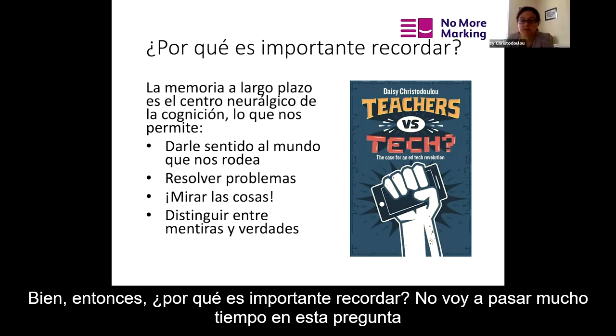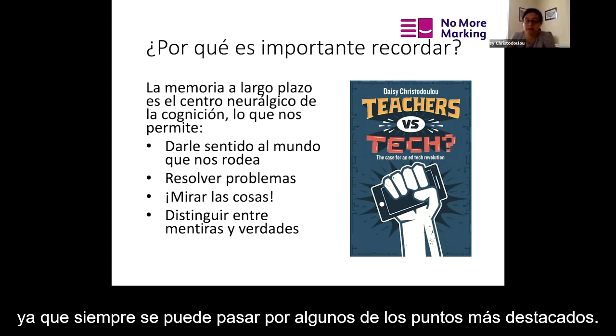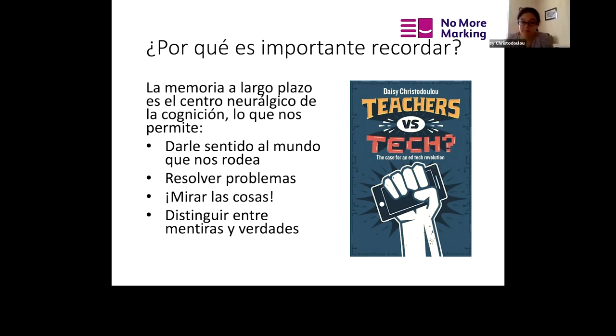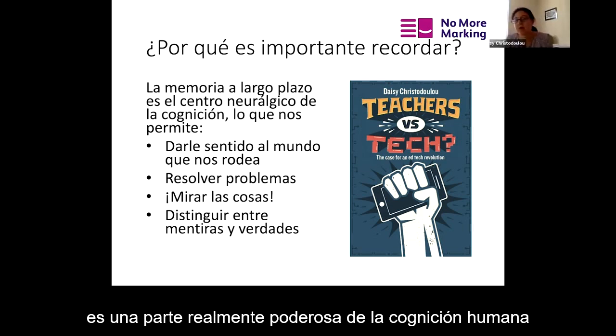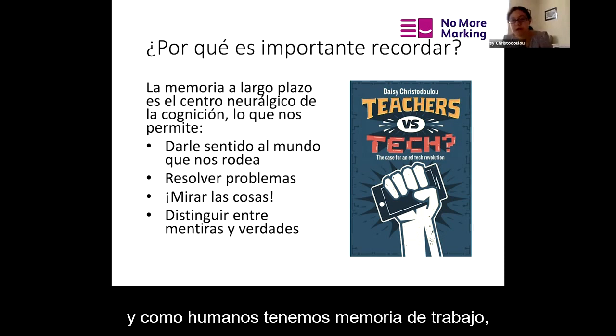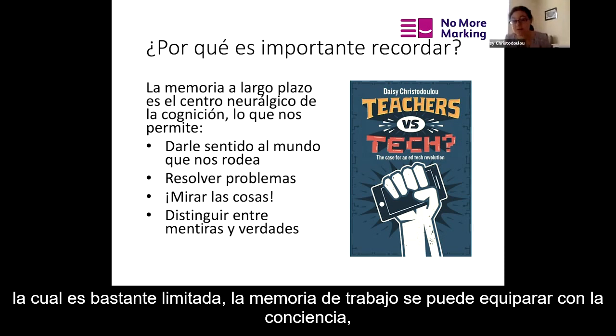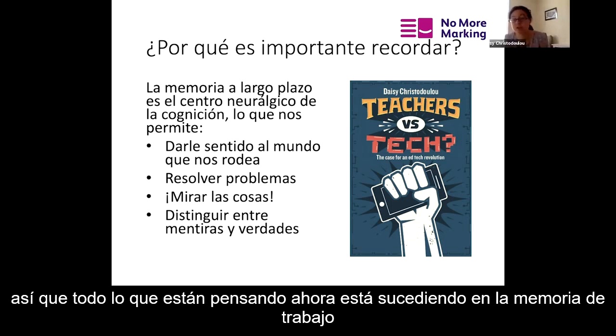Okay, so why is it important to remember? Now, I'm not going to spend a very, very long time on this question. I'm just going to whiz through a few of the salient points. It's important to remember because long-term memory is a really powerful part of human cognition. As humans, we have working memory, which is quite limited. You can equate working memory with consciousness. So everything you're thinking about right now is going on in working memory.